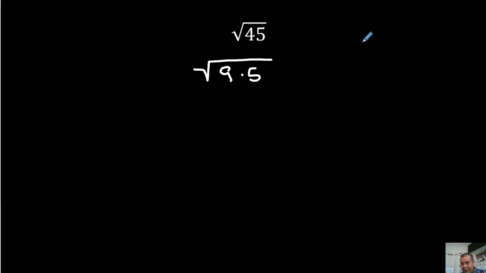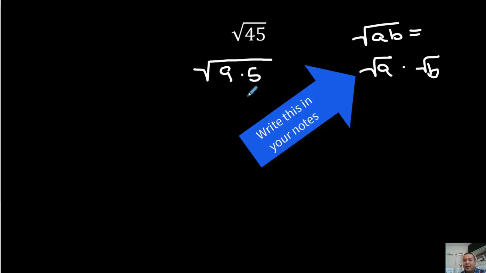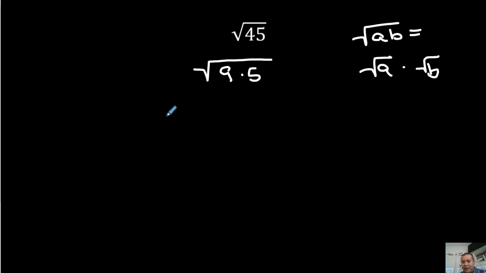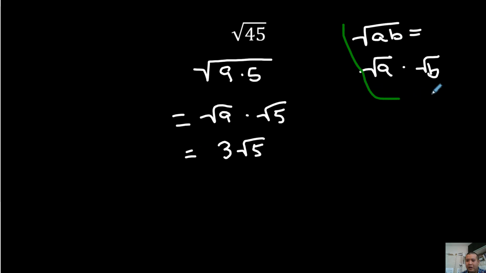Now the rule is, if we have a number that's the square root of AB, this can also be rewritten as the square root of A times the square root of B. I'll show you guys that in a moment using some more common numbers. But here, this can be split up according to that rule into the square root of 9 times the square root of 5. And the square root of 9 is 3, so this is 3 times the square root of 5.